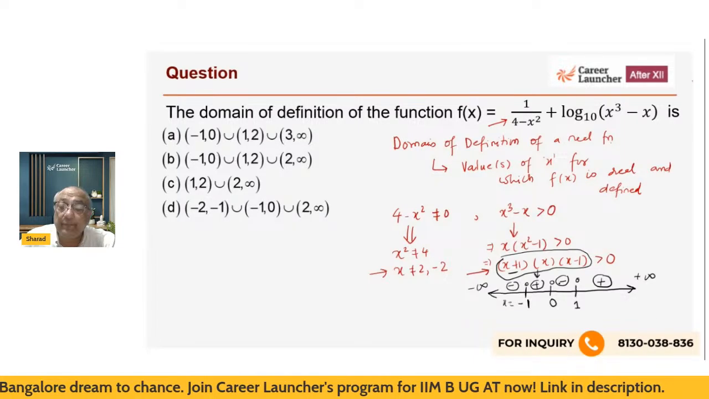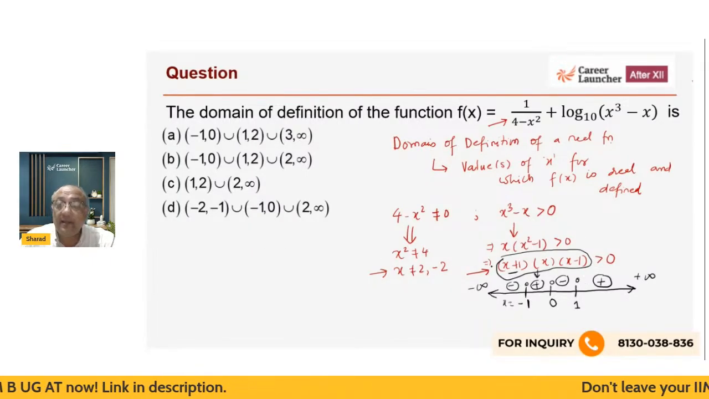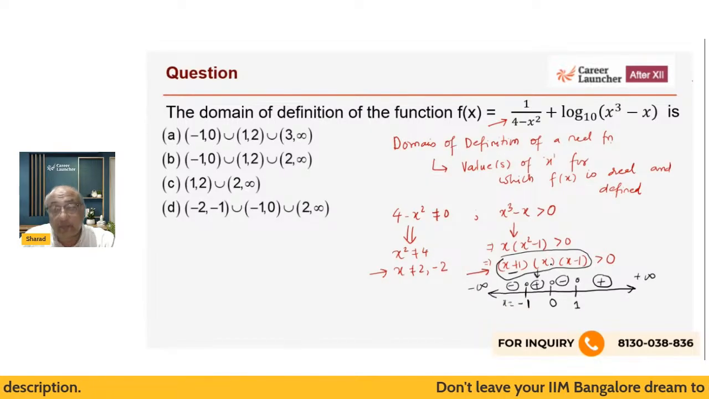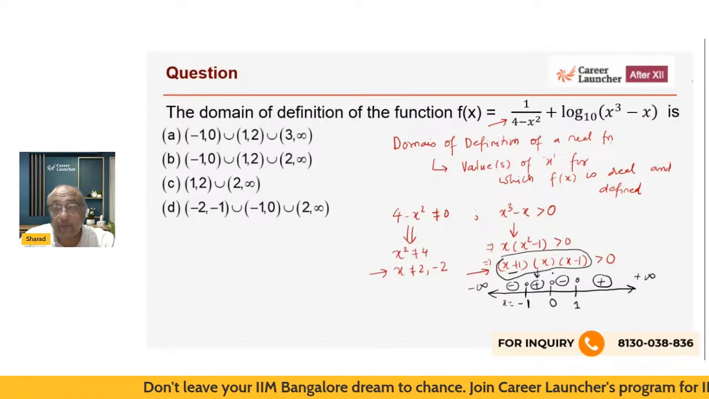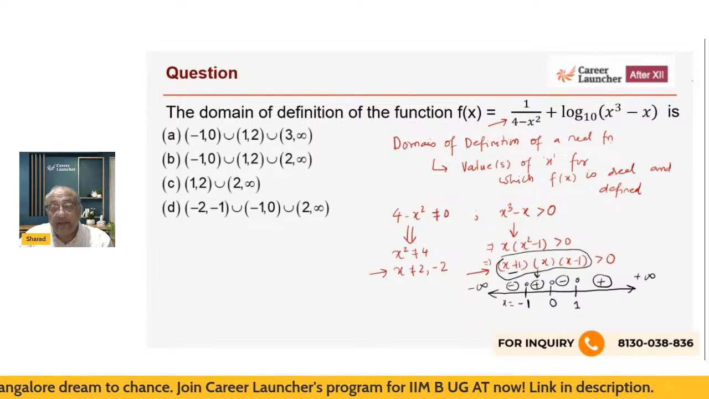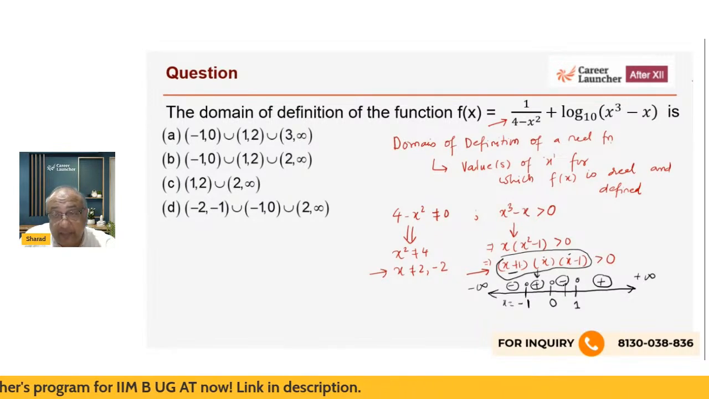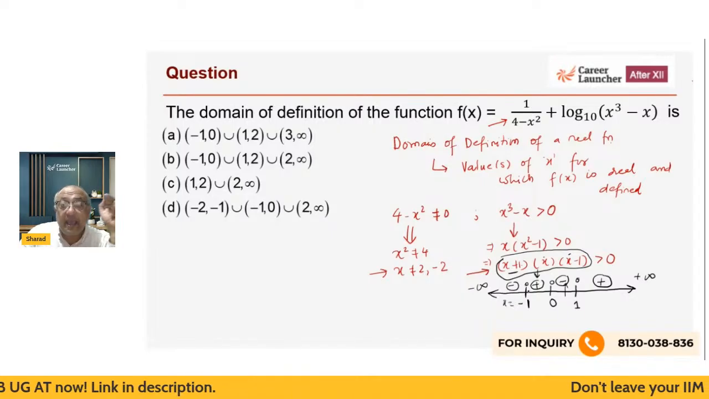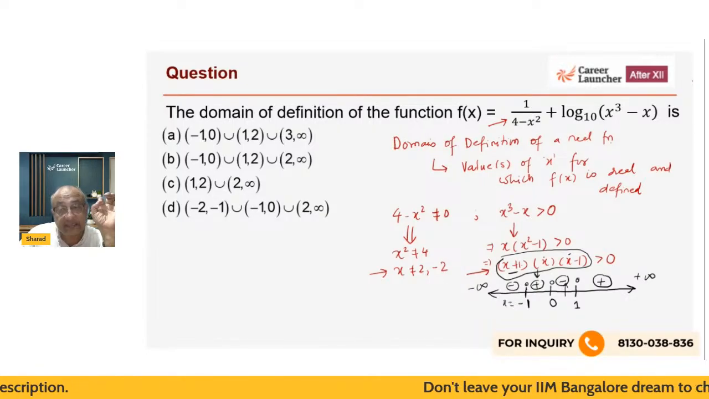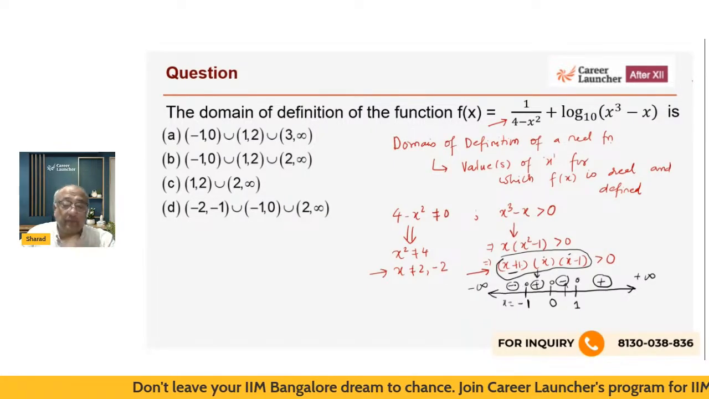Why is it happening? Because let us say I have taken a value between 0 and 1. Then x is positive, x plus 1 is positive, but x minus 1 will be negative. So positive into positive into negative will be negative. That is why this value is negative over here. The value of x cube minus x is negative when x is between 0 and 1. That is how we do it. Most of you will be knowing this.